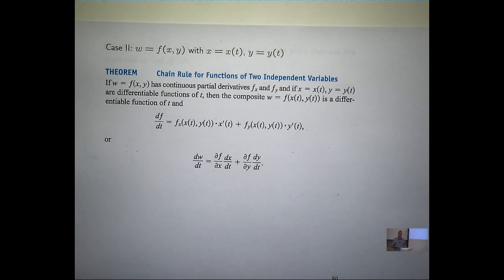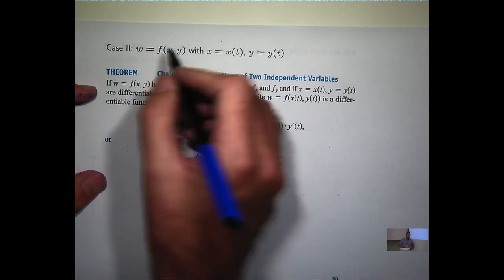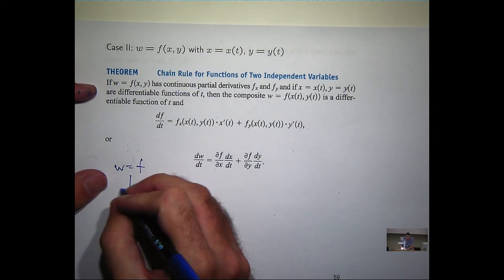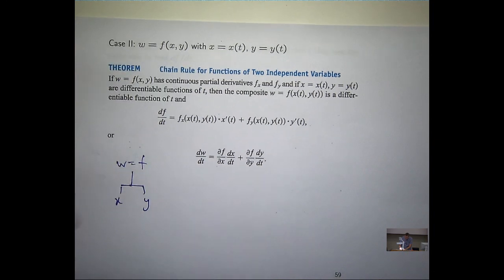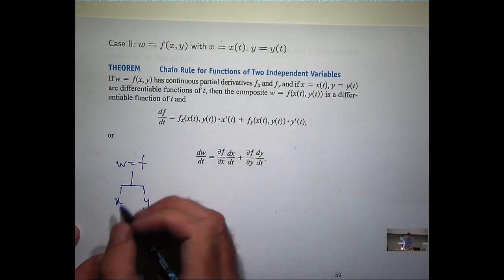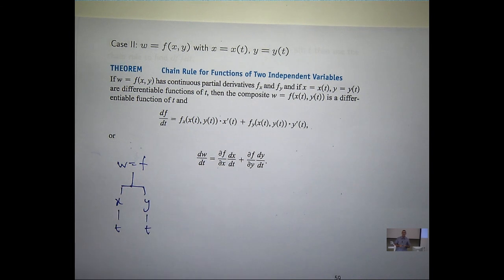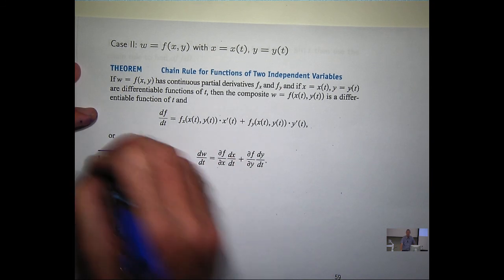Now, let's just draw a diagram. F depends on two things, x and y. And x depends on one variable, t, and y depends on one variable, t. So, you can see there's two paths on that diagram from the top to t. So that means our chain rule is going to have two parts to it as well.